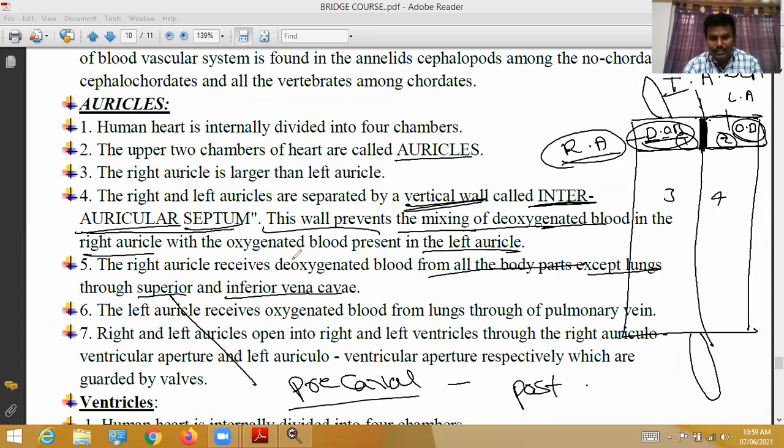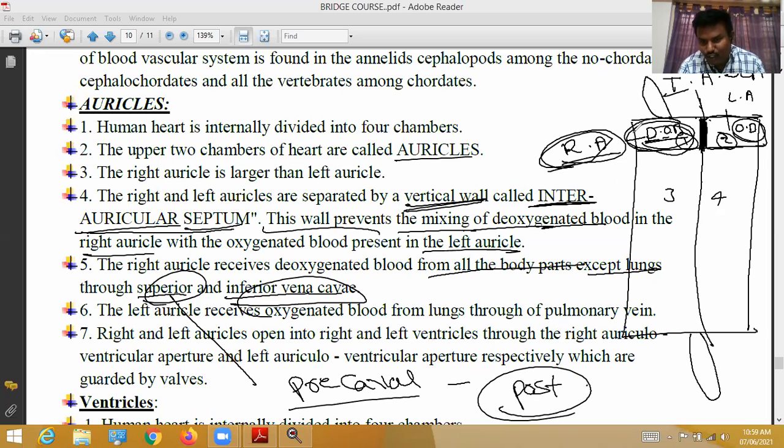The precaval vein, the superior vena cava, brings deoxygenated blood from the head and neck and sends it to the right auricle. The inferior vena cava, called the postcaval vein, brings deoxygenated blood from the lower body parts, abdomen, legs, and toes, and opens into the right auricle.